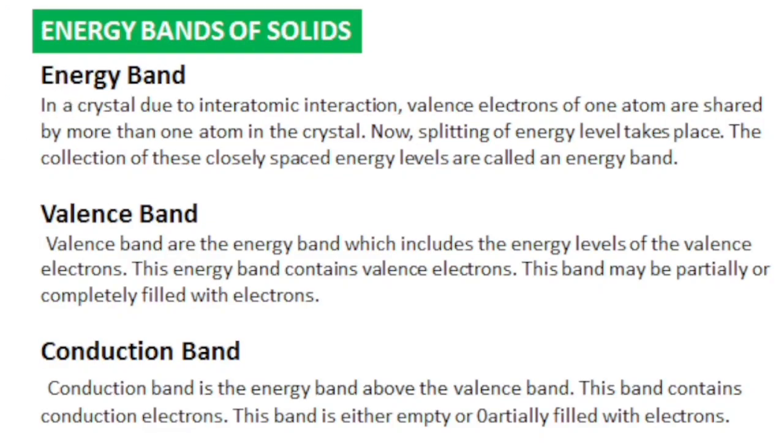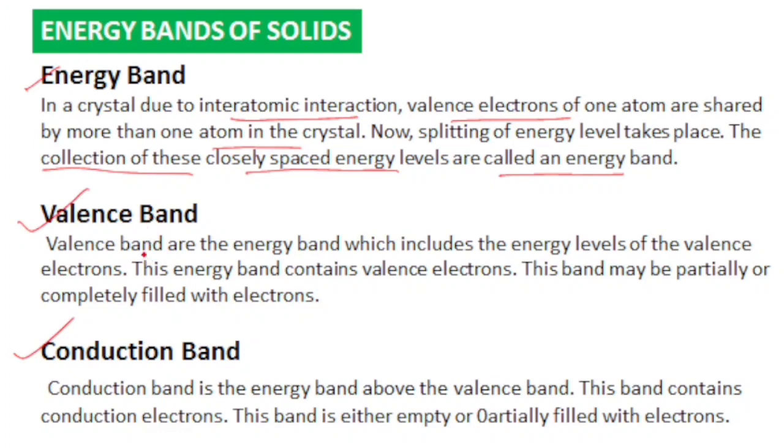Now after this, I am going to discuss energy bands of solids. What do you mean by energy band? Actually, what happens in a crystal, due to interatomic interaction, valence electrons of one atom are shared by more than one atom in the crystal. Now what happens when these valence electrons of different atoms combine together? There is splitting of energy levels, and this collection of closely spaced energy levels is called an energy band, right? Now in this energy band there is a valence band, conduction band and forbidden energy gap.